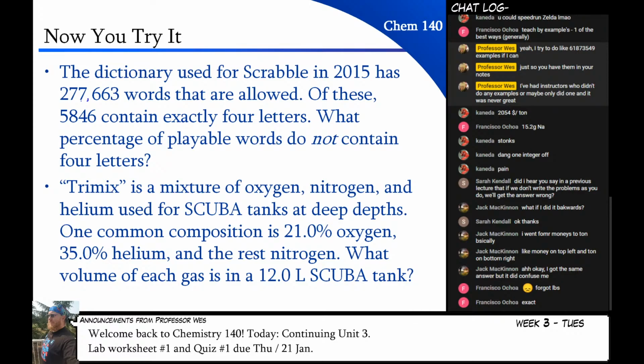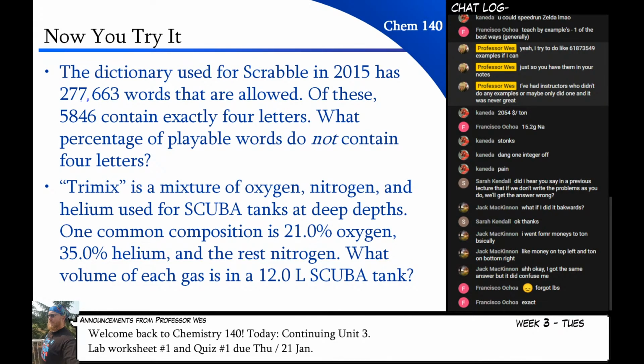Of those words, 5,846 are 4-letter words. What percentage of playable words don't have 4 letters in them? Okay? So be careful. I don't want to know the percentage of playable 4-letter words. I want to know playable non-4-letter words.